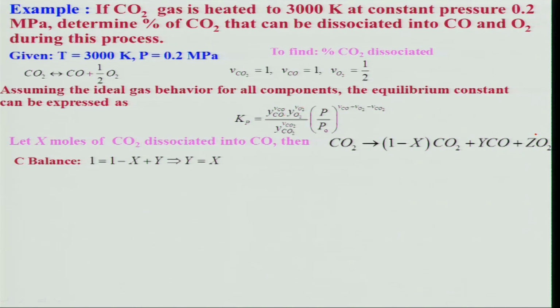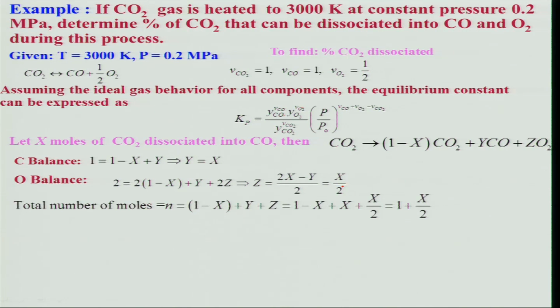So, we will have to do a C balance. The left hand side is 1, which is equal to 1 minus x plus y, right, because in z there is no carbon here. So, y is equal to x. So, from the O balance we can get, for the O, 2 into 1 is 2 into 1 minus x plus y plus 2z. So, z is basically x by 2, right. So, the total number of moles will be basically 1 plus x by 2, because this will cancel out, right, 1 plus x by 2.